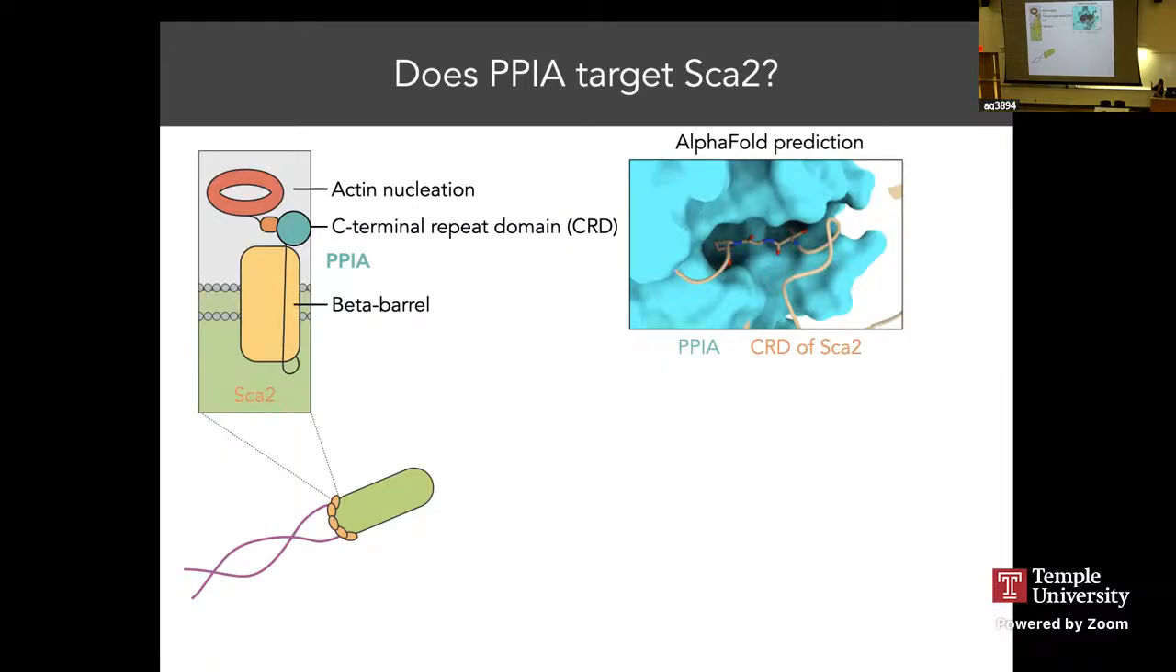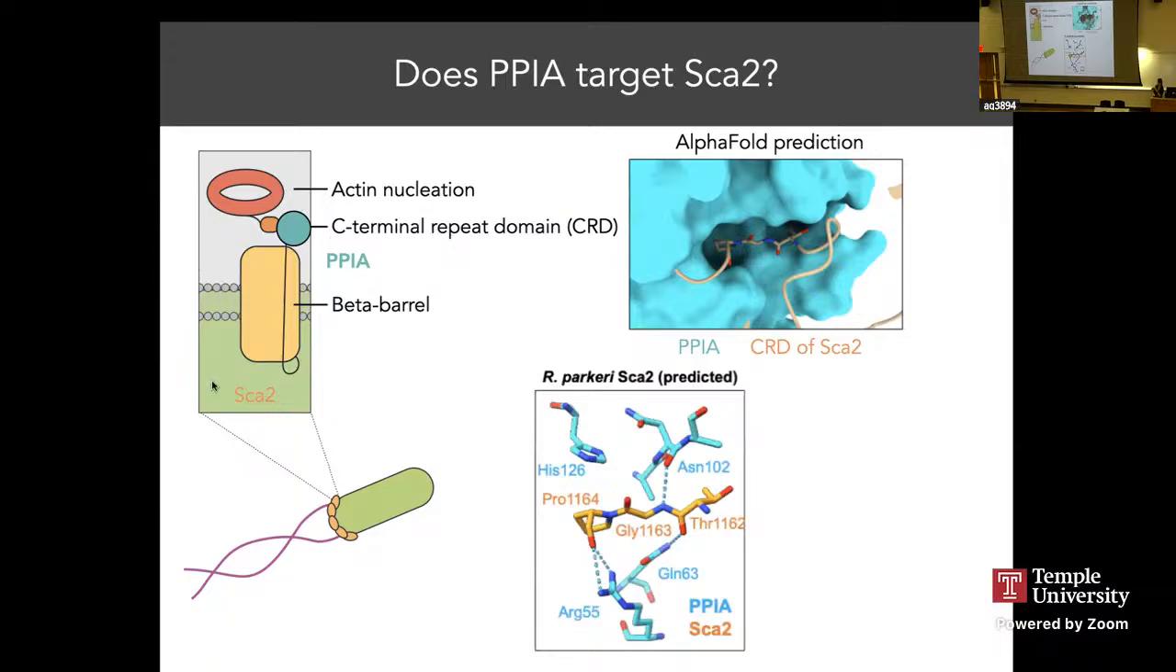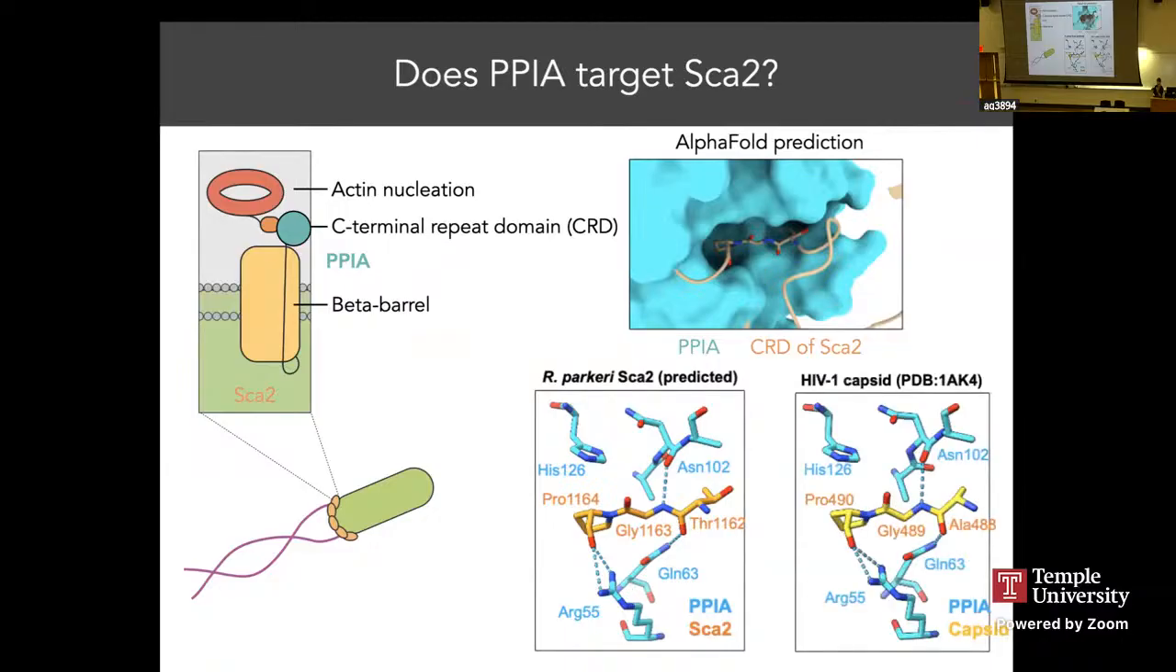And if we look on the right, there's actually a loop of the CRD region that's inserted into this pocket of PPIA. And if we zoom in a little closer, we can see that it's predicting a direct interaction with these proline glycine residues, with the residues shown here in cyan for PPIA. And these are notable because this is essentially the same thing that was shown already for HIV in a crystal structure. And again, you're seeing these proline glycine residues that are highly conserved, targeting this very essential arginine 55.